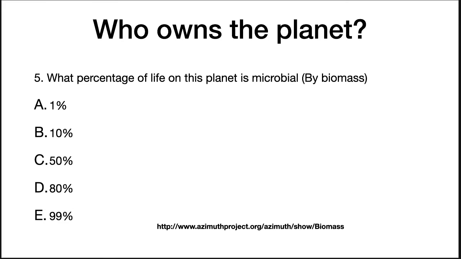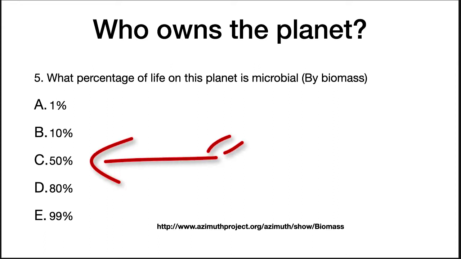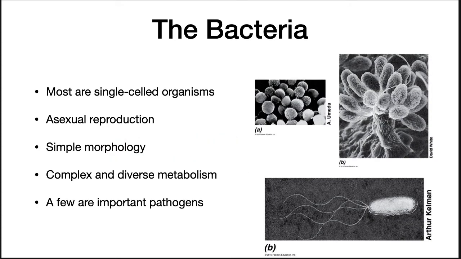Okay, let's ask it again. Who owns the planet? Looking at biomass, what percentage of life on this planet is microbial? Now, what a lot of students will do is they'll still pick 99 or 80%, and that's actually not correct. The correct answer is C. About 50% of life on this planet is microbial, but that's still a lot of the life on this planet, right? So it's still making up a huge percentage. So, half the life on this planet is microbial.